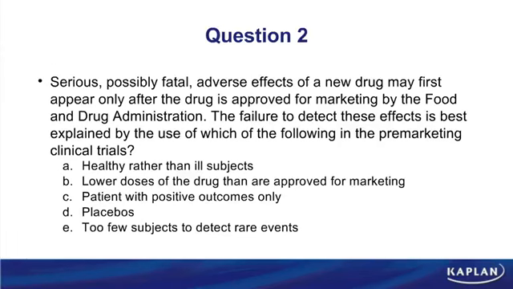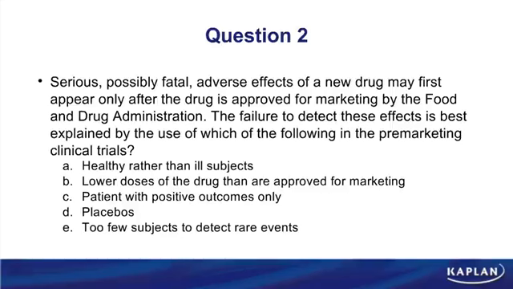Here's our second question. Once again, pause the video. We will discuss. So, serious, possibly fatal adverse effects of a new drug may first appear only after the drug is approved for marketing by the Food and Drug Administration. The failure to detect these effects is best explained by the use of which of the following in the pre-marketing clinical trials. Remember, the fact that we don't see those side effects ultimately until the drug has gone out on the market is because the clinical trials in phase 1 and phase 2 and phase 3 have used a very, very small number of patients.